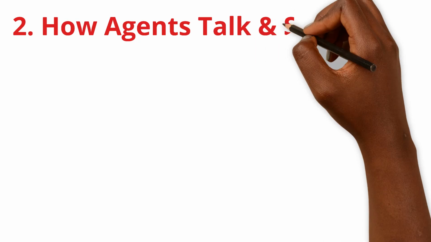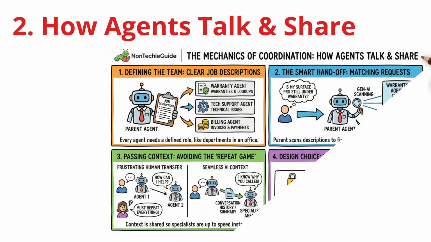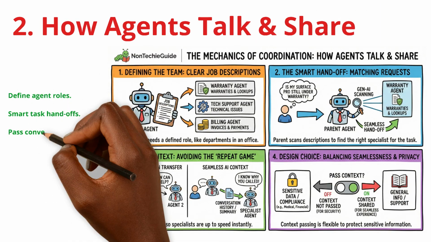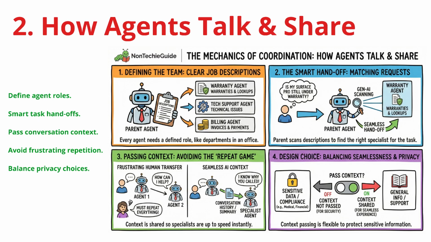Let's break down the mechanics of how a team of AI agents actually coordinates. It starts in the first panel with defining the team. Just like in a human office, every specialized agent needs a clear job description. The parent agent holds these definitions to know exactly who handles warranties, tech support, or billing.